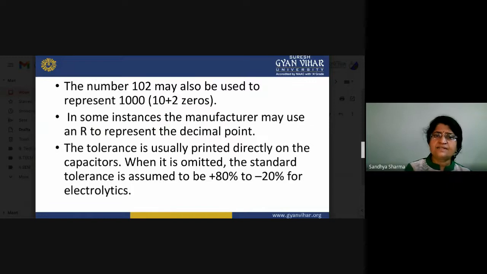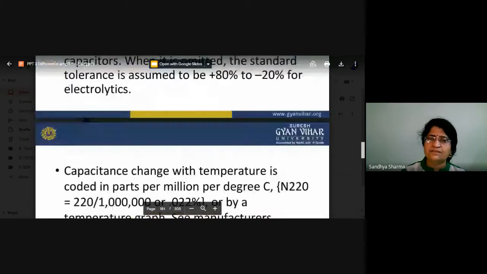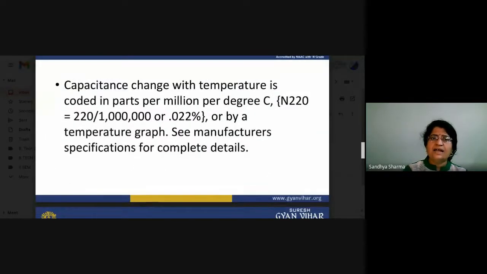In some instances, the manufacturer may use an R to represent the decimal point. The tolerance is usually printed directly, so generally we can print our values on the capacitor. When it is omitted, the standard tolerance is assumed to be plus 80% to minus 20% for electrolytics. And capacitance change with temperature is coded in parts per million per degree. So that is basically it.